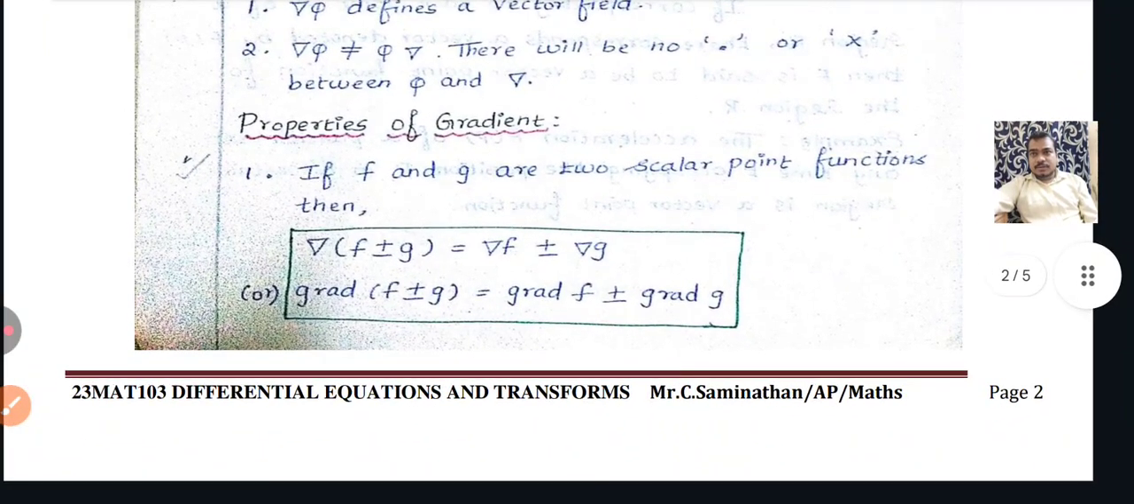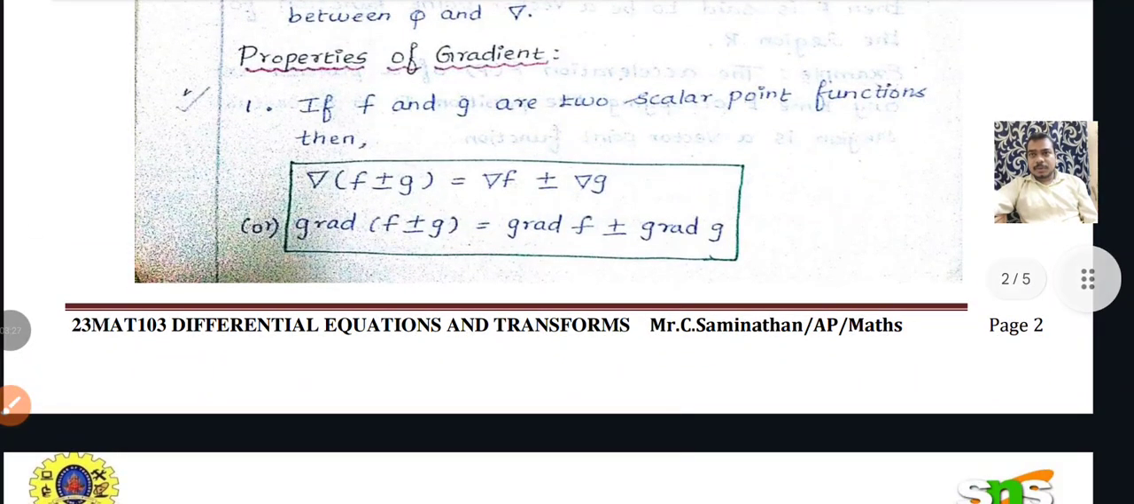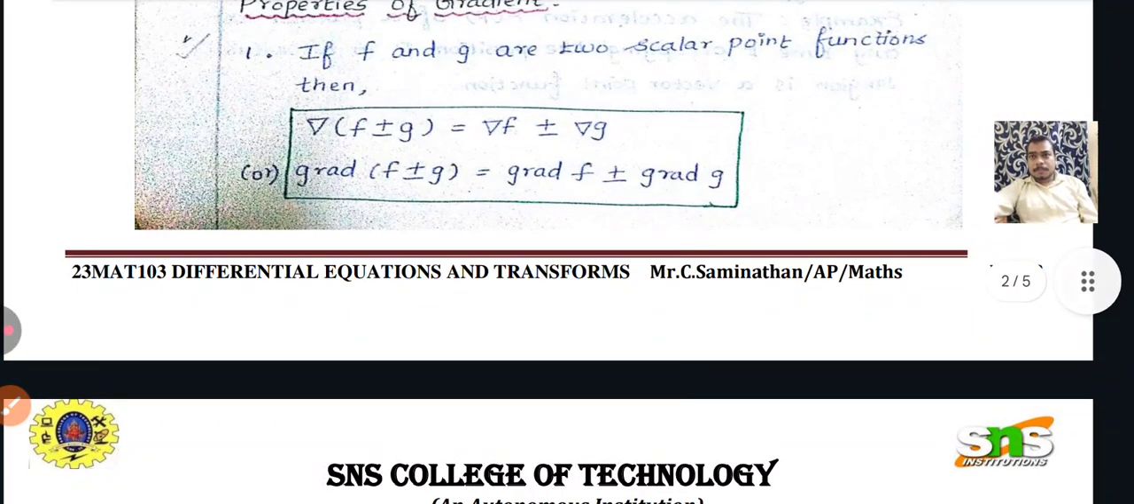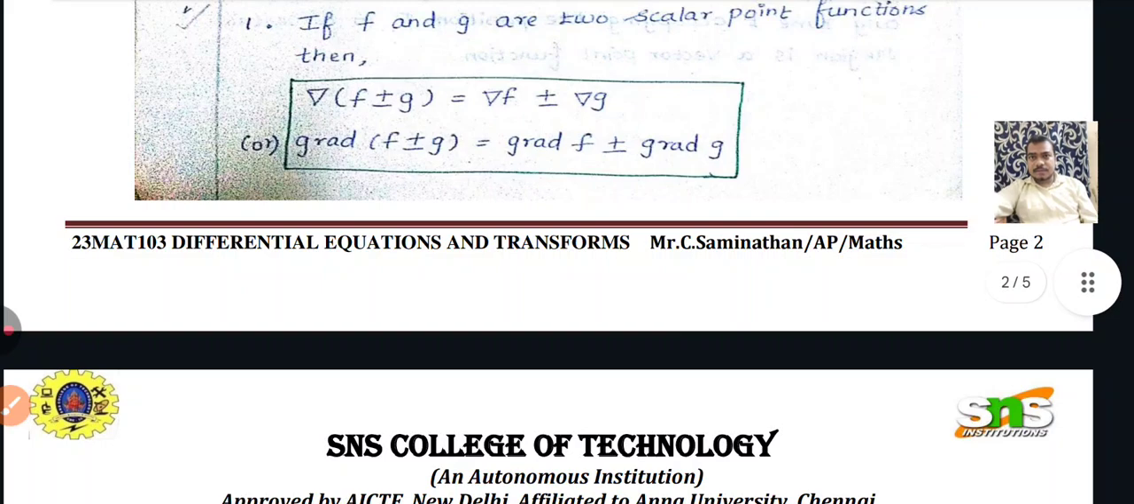Next we have to see the properties of gradient. The first property of gradient is: if f and g are two scalar point functions, then del of f plus or minus g is equivalent to del f plus or minus del g, or the gradient of f plus or minus g is equivalent to the gradient of f plus or minus the gradient of g.